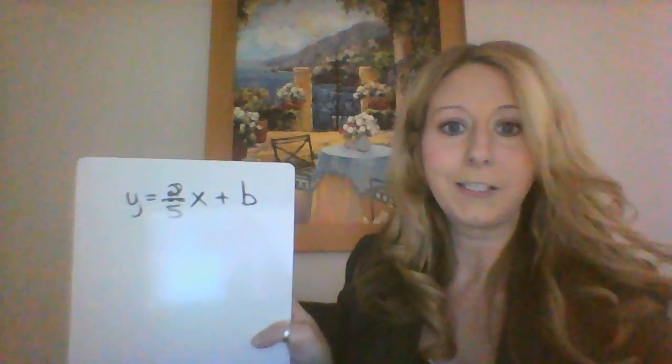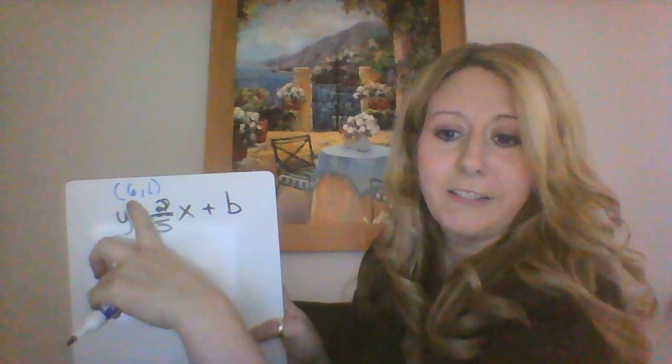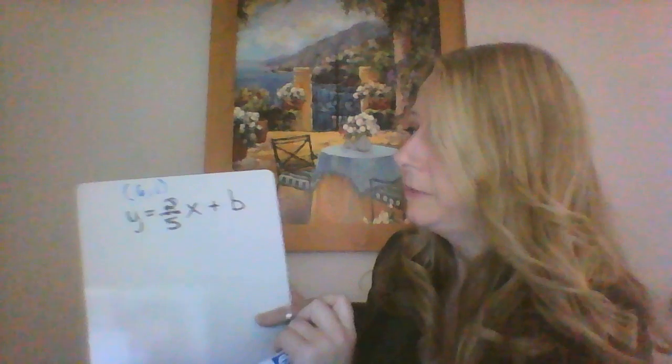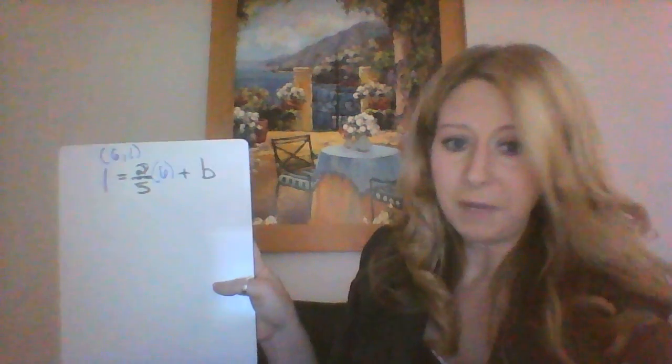We know again our equation is starting out y equals 2/5 x plus b, and we also know the equation is crossing through the point (6, 1). Remember, with any ordered pair, our first number is our x value, our second number is our y value. So I can go ahead and substitute 6 into the equation for x, and 1 into the equation for y. Now the only variable we have left is b, so I'm going to solve for b.